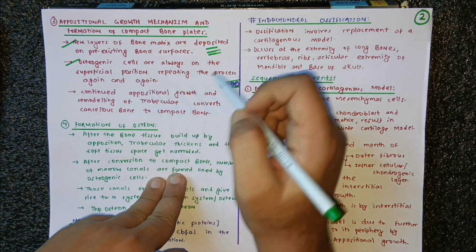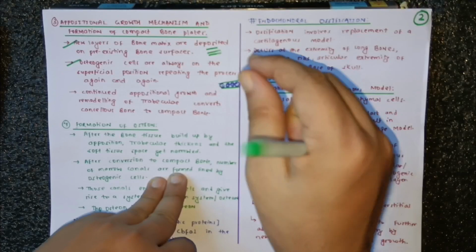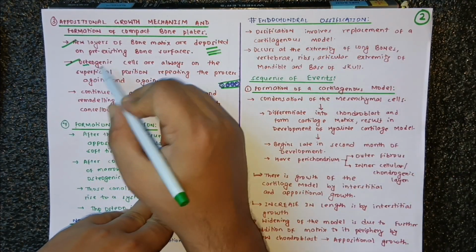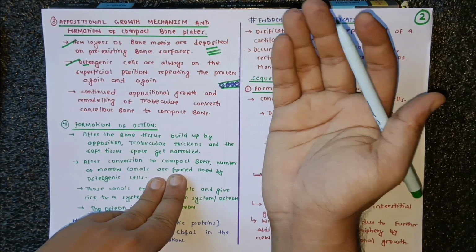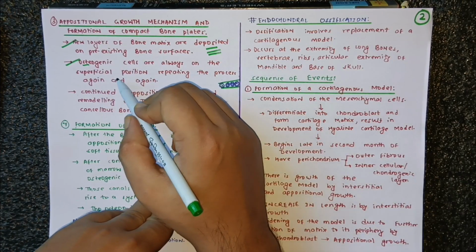Osteogenic cells are always there on the surface. They secrete the bone matrix, upon which mineralization takes place, so they are responsible for those. Osteogenic cells means they are differentiating into the osteoblast, so it is quite a similar thing. Osteogenic cells are always in the superficial position.